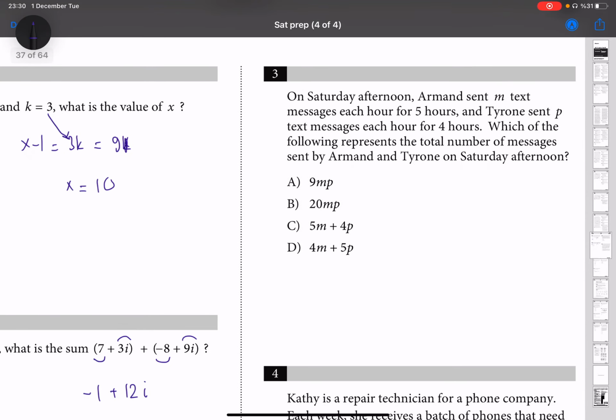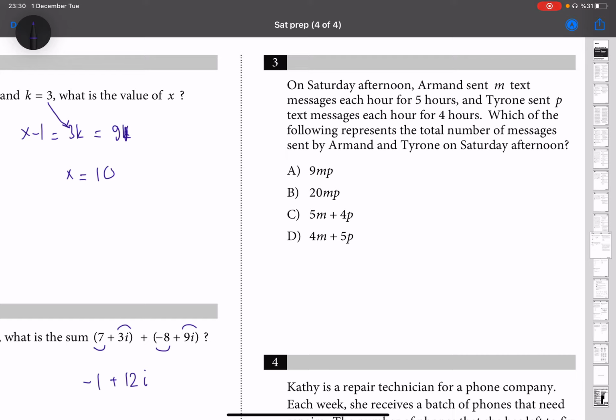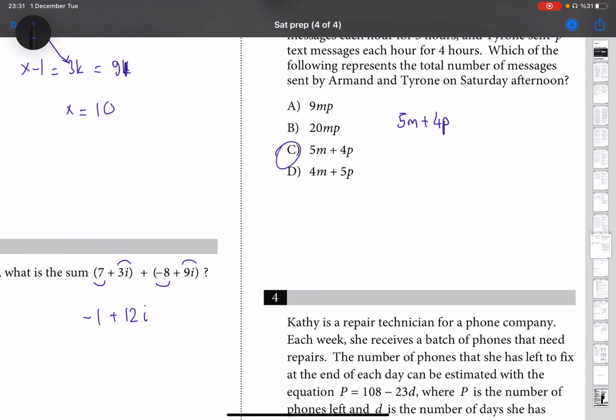Let's move on. On Saturday afternoon, Armand sent M text messages each hour for 5 hours. So he sent a total of 5M messages. And Tyrone sent P text messages each hour for 4 hours. So he sent a total of 4P messages. Which of the following represents the total number of messages sent by Armand and Tyrone on Saturday afternoon? So the answer is C.